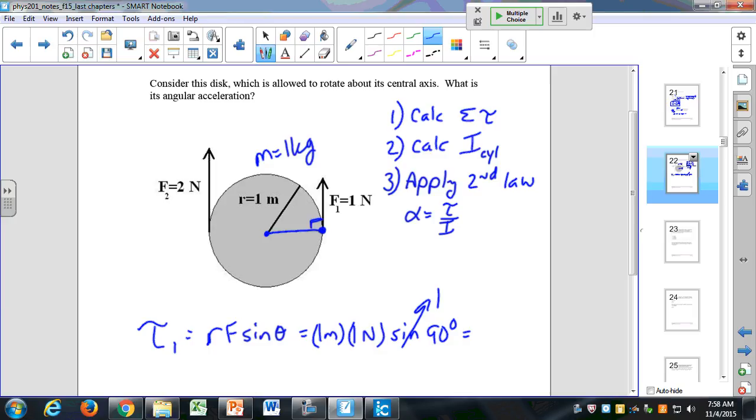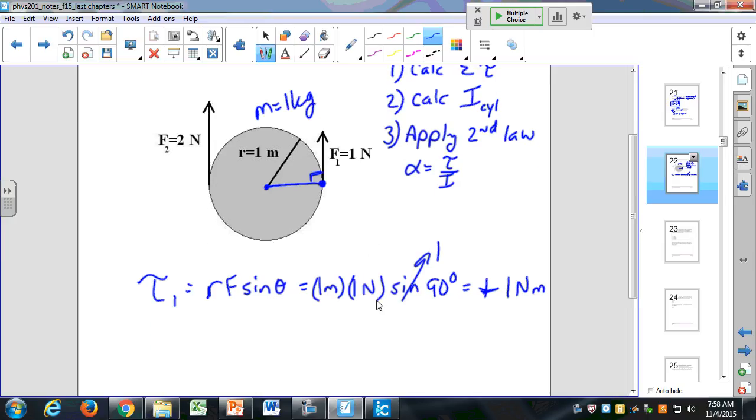Is the torque due to force 1 positive or negative? Really what I'm asking is, does this force cause a counterclockwise motion? If it does, it's positive. Or does this force cause a clockwise motion? If it does, it's negative. I always think, if I have a disc like this and I push up in this direction, it's going to cause it to move in this direction. Is that clockwise or counterclockwise? It's counterclockwise. So this is a positive torque, positive 1 Newton meter.